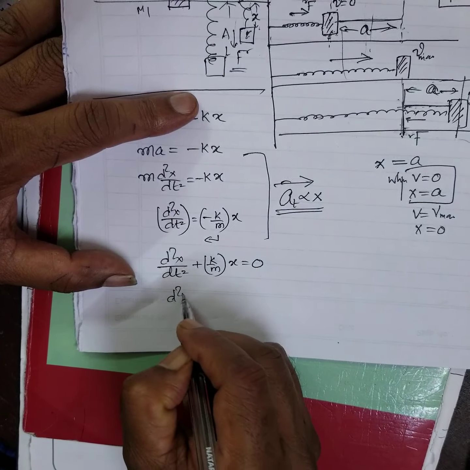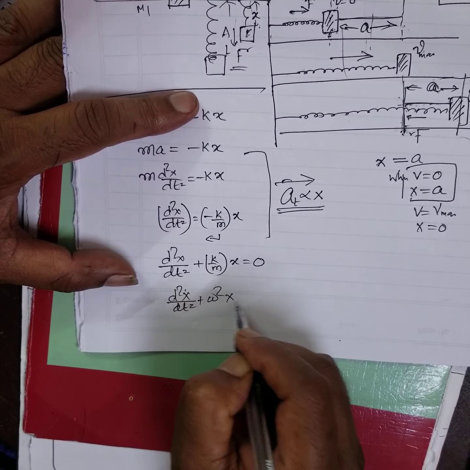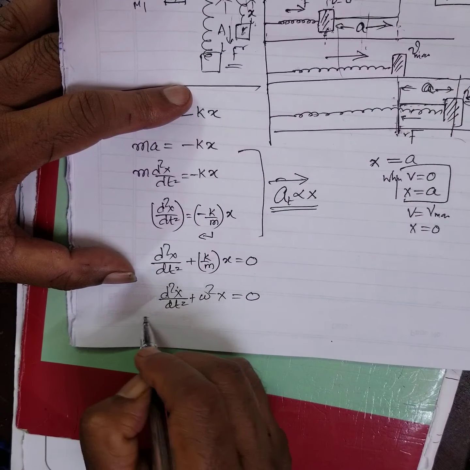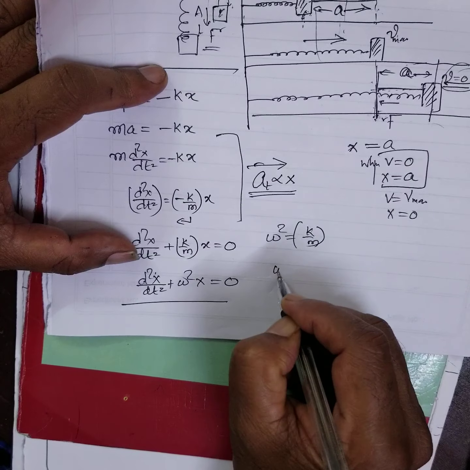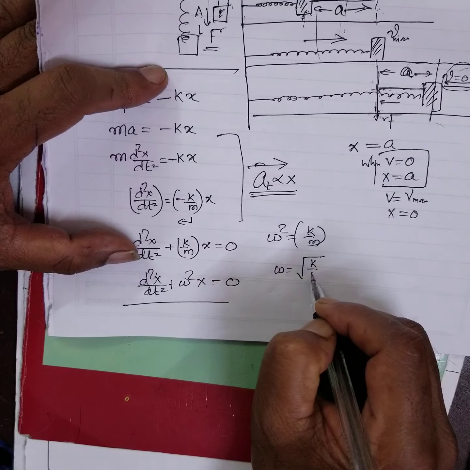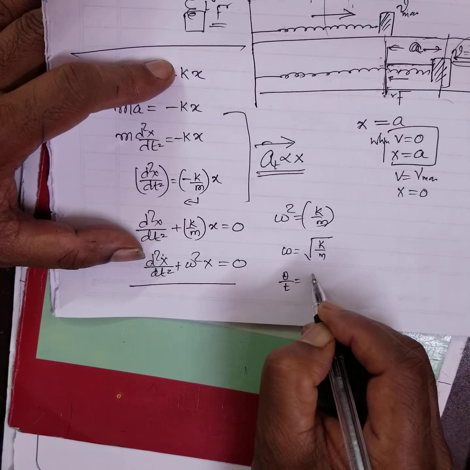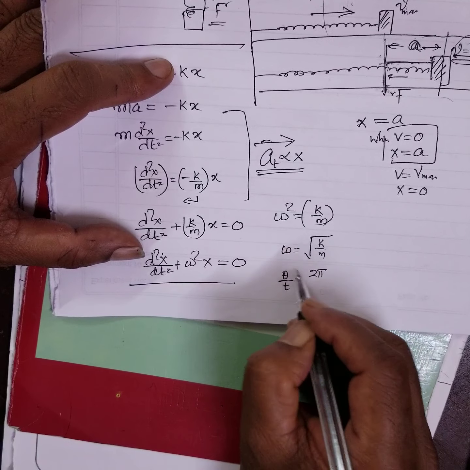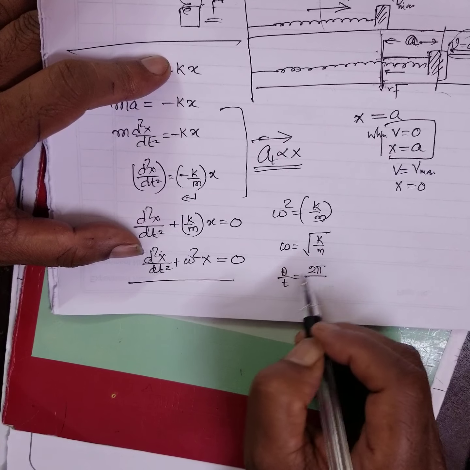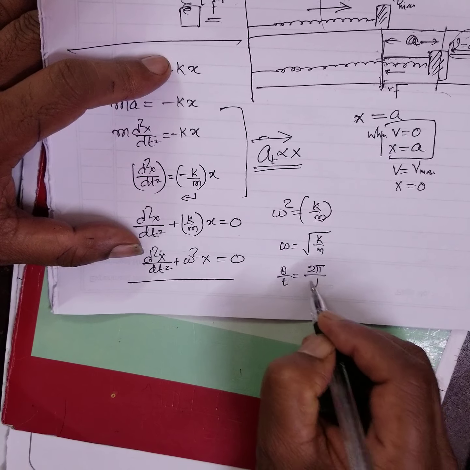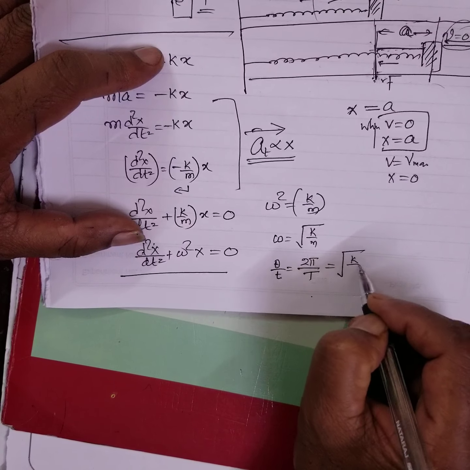And this is in the form d square x by dt square plus omega square x equal to 0, where omega square is equal to k by m, or omega is equal to the square root of k by m. Omega is equal to theta by t, where theta for one complete rotation is 2 pi. T is the time taken for one rotation, the period.